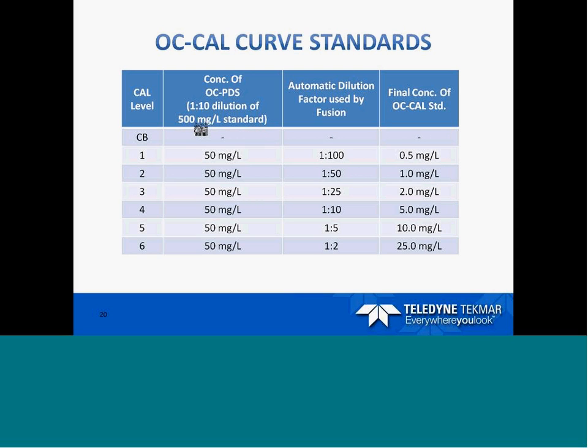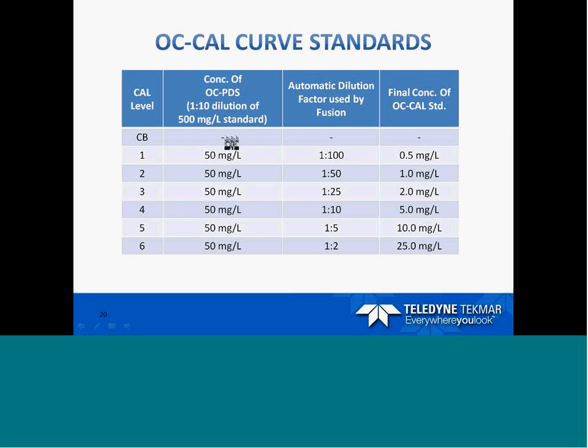In order to make our calibration curves, since we're running a fairly low curve, we want to do a 1 to 10 dilution of that. So we started with a 50 ppm stock standard and said we need to run a calibration blank, and this first calibration blank sample has to be less than 0.5 ppm.